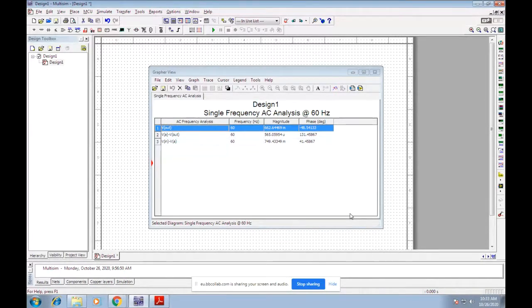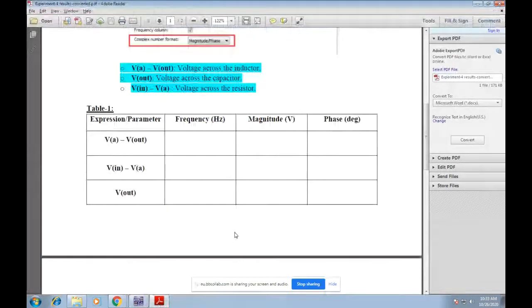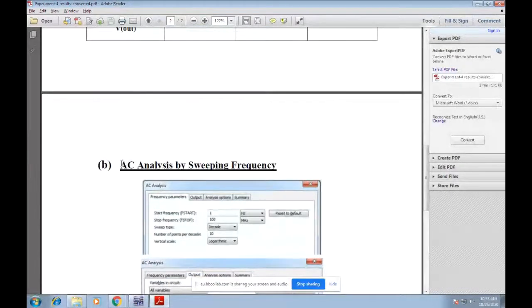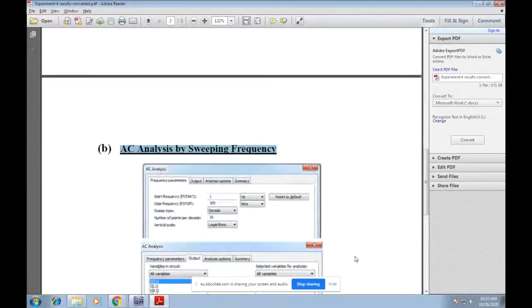Understand about the single frequency AC analysis? Simply, you have to select the parameters. So let us proceed. In the next step, we will start with AC analysis by sweeping frequency.